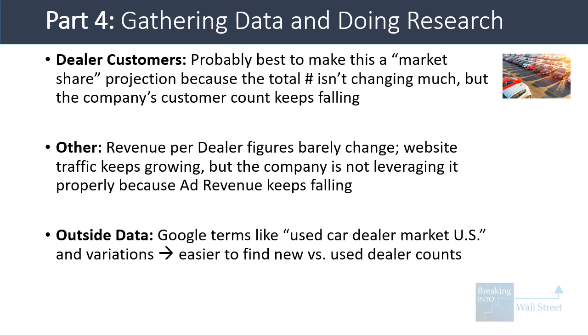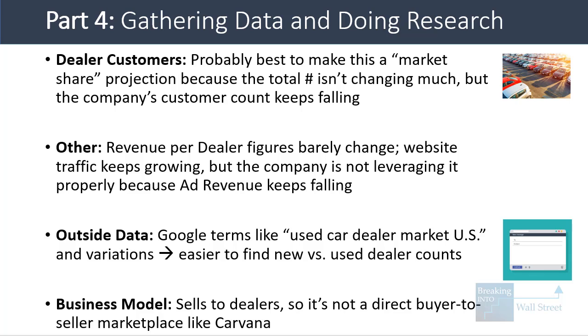assumption. And as I just showed you, you can easily Google terms like used car dealer market US and variations like that. In this case, it was easier to find a breakout of new versus used dealer counts rather than the whole thing together. It's also important to note that this company sells to dealers. So it's not a direct buyer to seller marketplace among consumers like a company such as Carvana. So the business model is very, very dependent on the number of dealers, at least as the company operates right now.